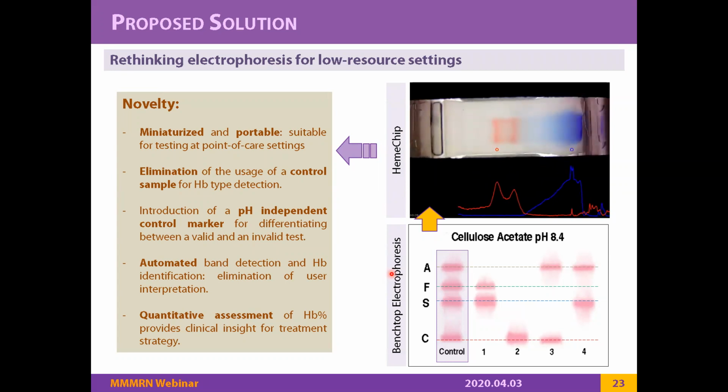The traditional system is just a qualitative assessment. It just gives you an idea what kind of hemoglobin you have. It cannot actually quantify; you do not know what the percentage of each type of hemoglobin is. So what we've developed can show quantitative results as well. So we'll see down the road.